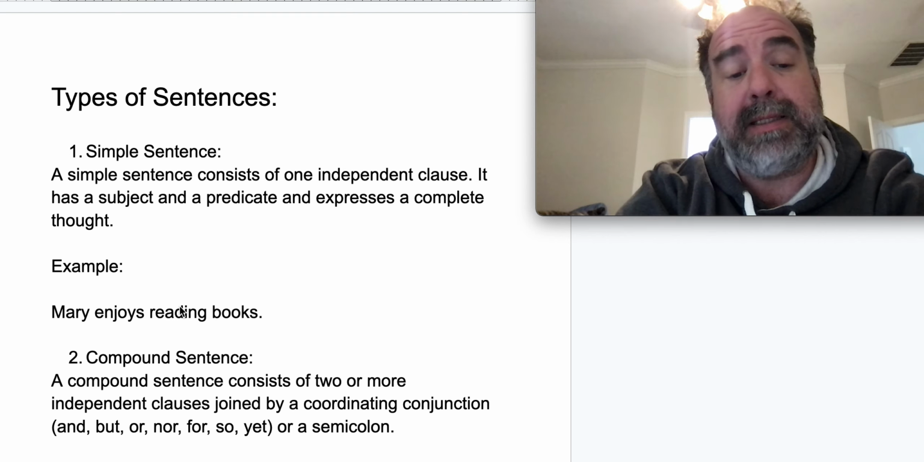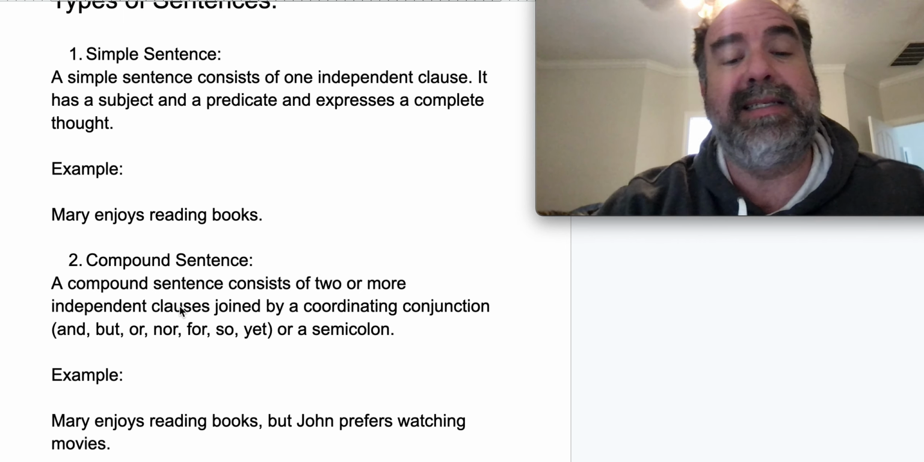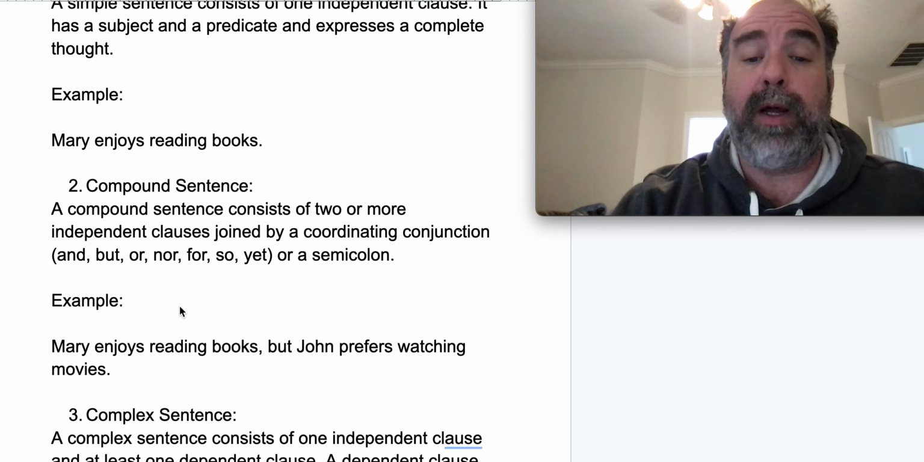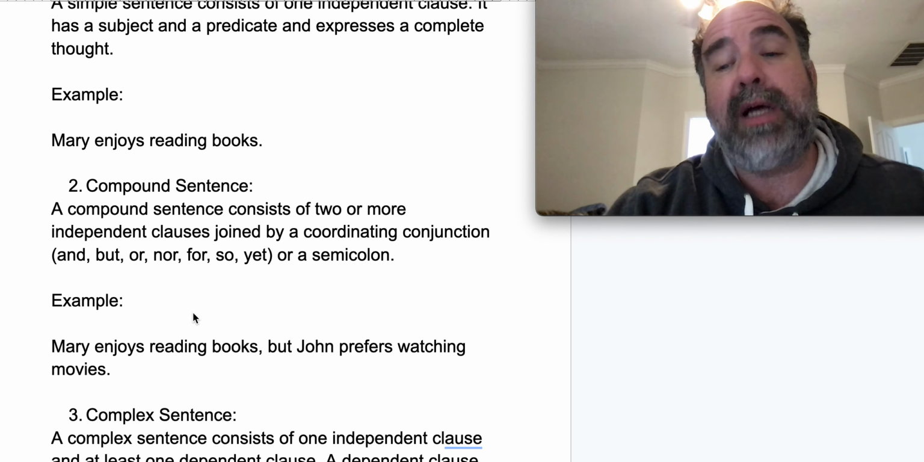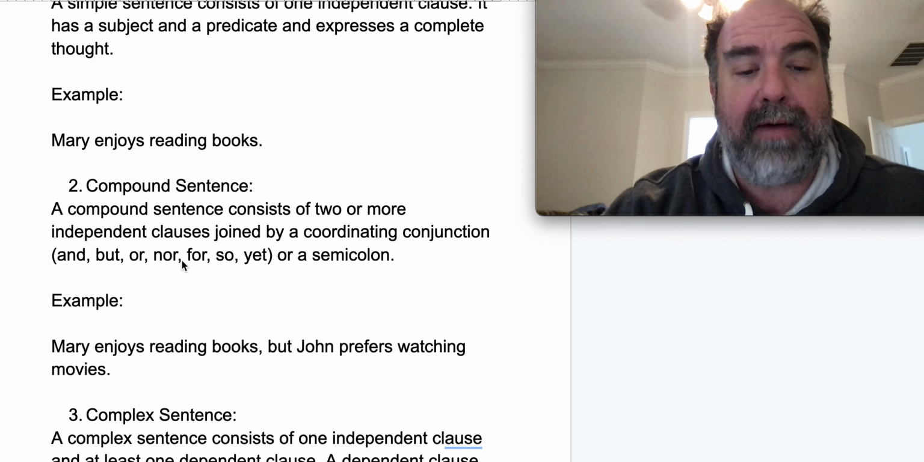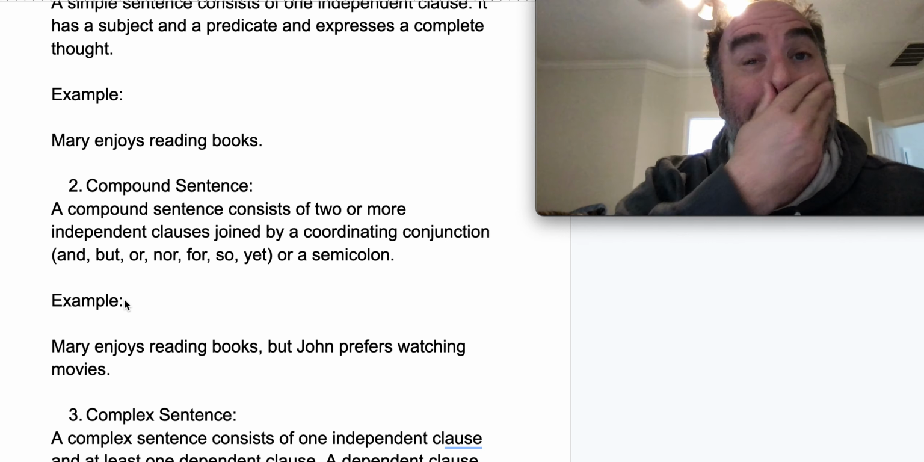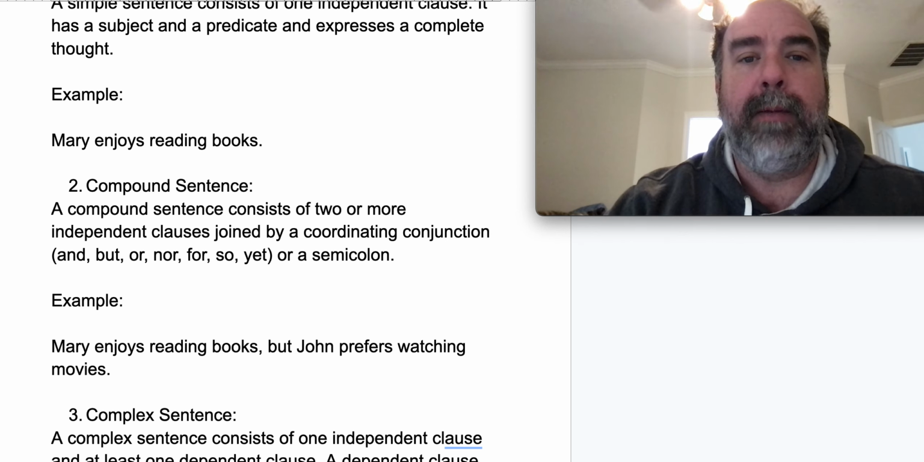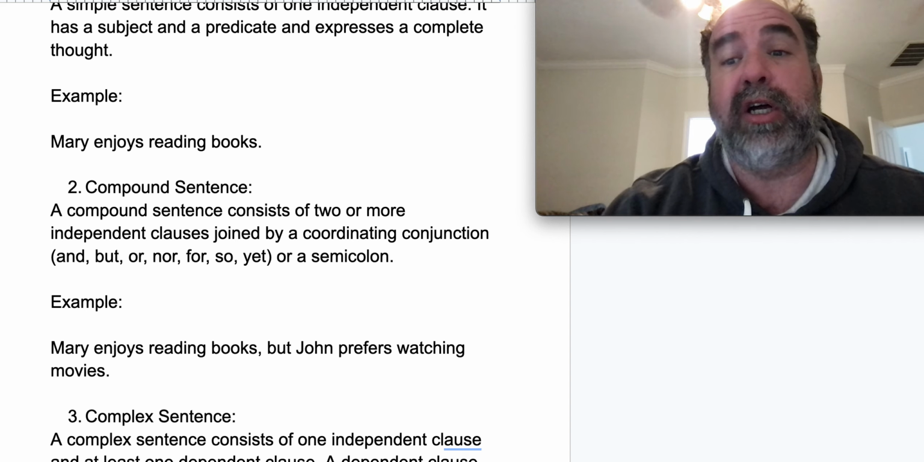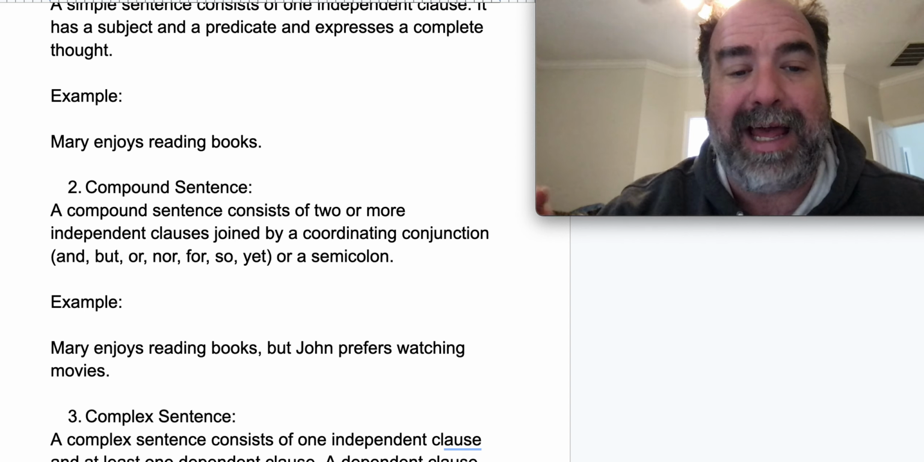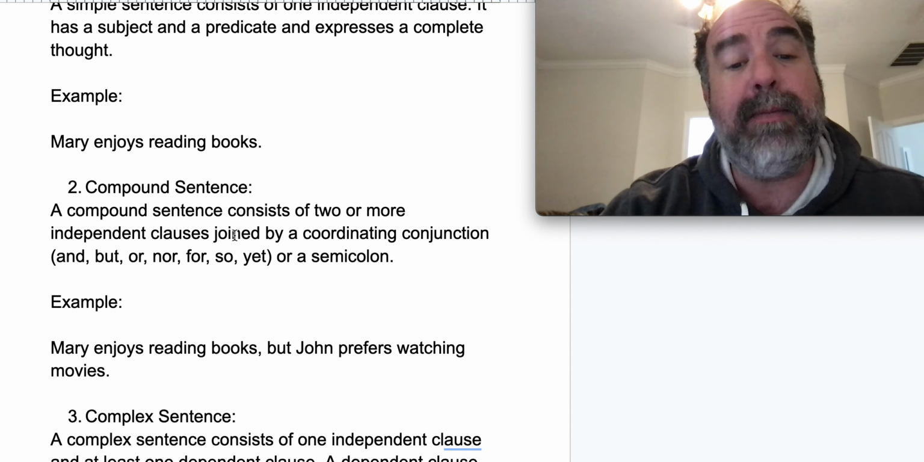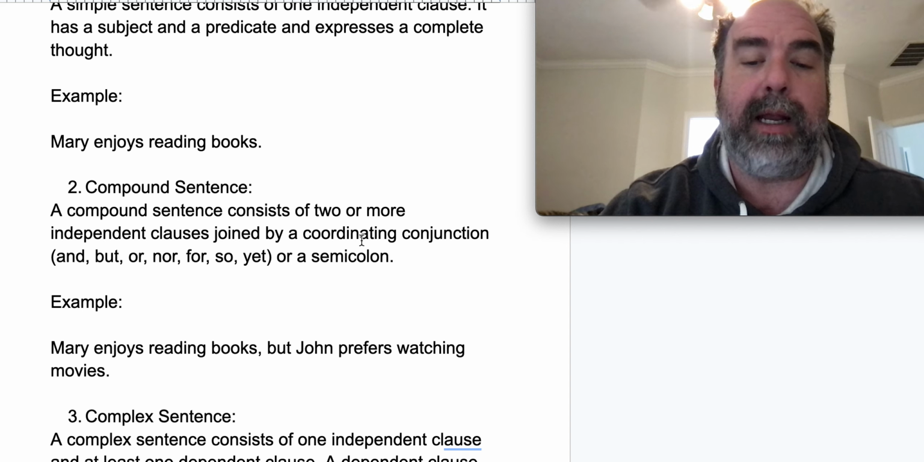Next is compound sentence. So a compound sentence consists of two or more independent clauses joined by a coordinating conjunction. So I was taught as a kid fanboys. Fanboys. Fanboys. There was also a great song called Conjunction Junction. What's your function? The whole idea is how you put clauses together. Two or more independent clauses by a coordinating conjunction.